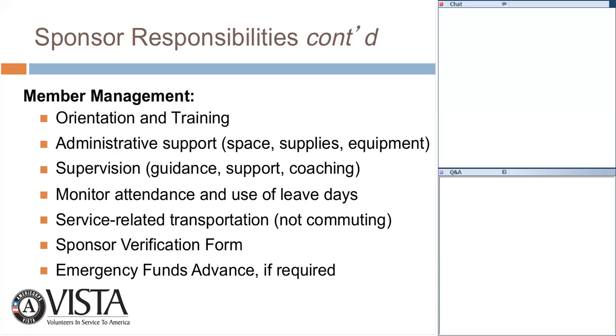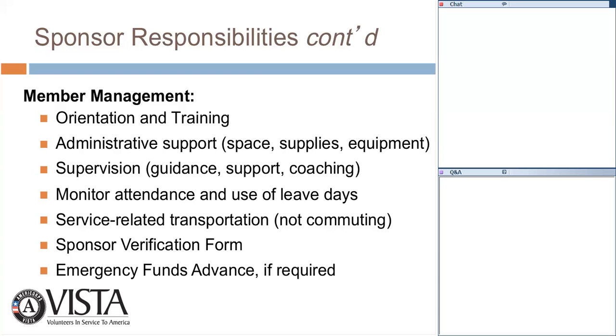As far as service-related transportation and sponsor verification forms and emergency fund advance, all of these items are mentioned in your memorandum of agreement. And the memorandum of agreement is an agreement that we have directly with you from the state office to the sponsor. And that memorandum of agreement requires you to be able to advance your VISTA members up to $500 for emergency situations if in fact the state office isn't available.